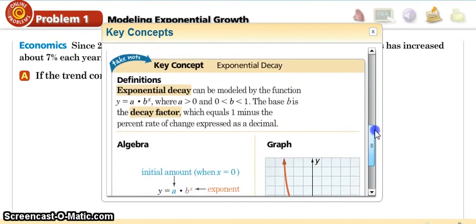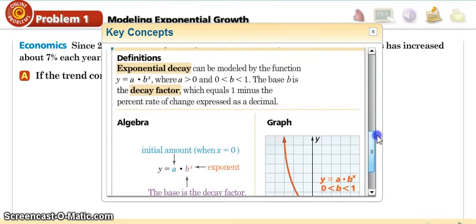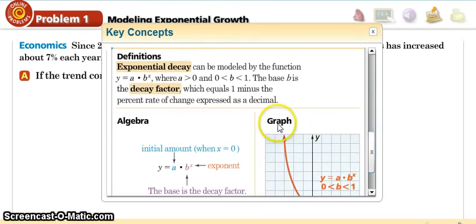So let's move on to exponential decay. Here's our definition. Same exponential function form, but this time A is greater than 0, but B is going to be between 0 and 1. Now notice there's not a little equal sign under these inequality symbols. So we're not including the 0 and the 1. We are just simply using all of the numbers that you would find between 0 and 1, like the 1/2 and the 3/4, like what you saw in the previous lesson.